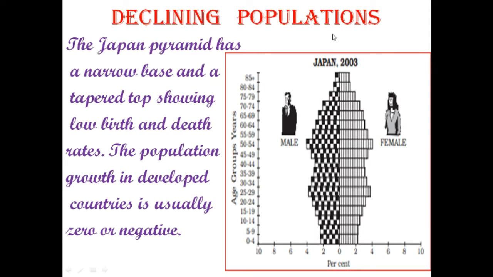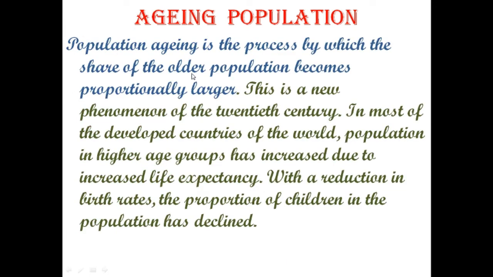Declining population pyramid. This is the pyramid of Japan according to 2003. The Japan pyramid has a narrow base and tapered top, showing low birth and death rates. The population growth in developed countries is usually zero or negative. In developed countries, population growth is zero. It means birth rate has almost stopped, or is negative.